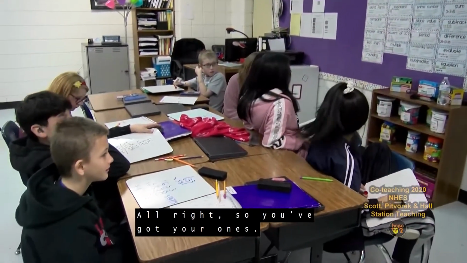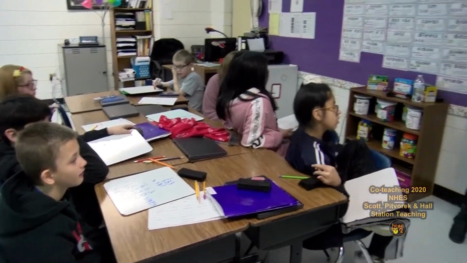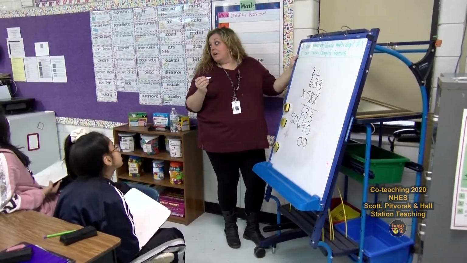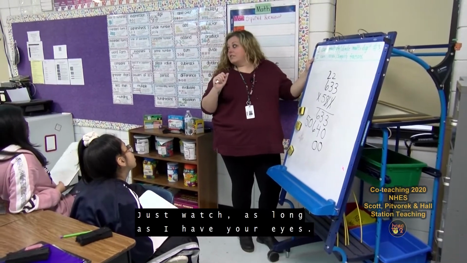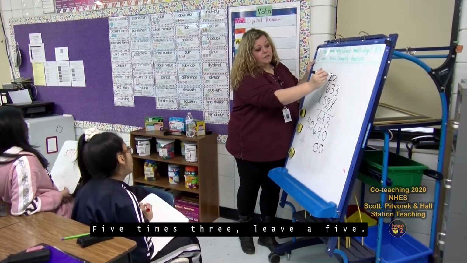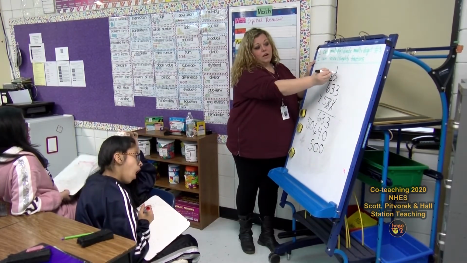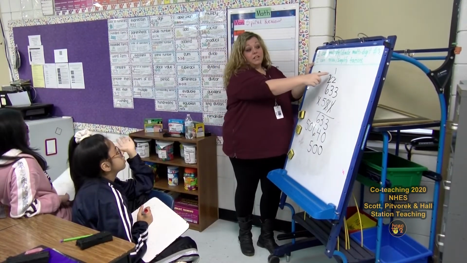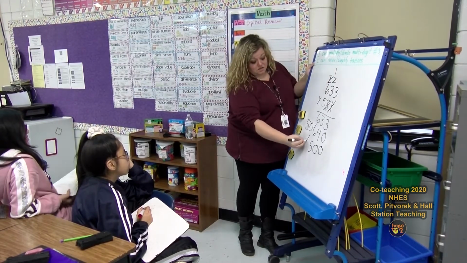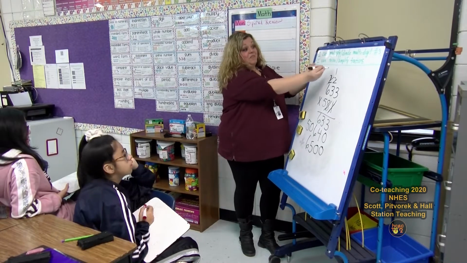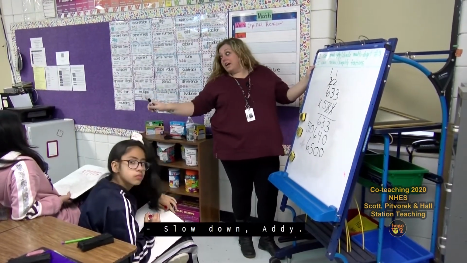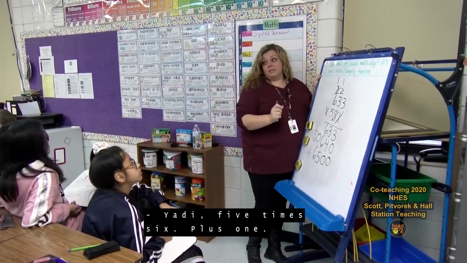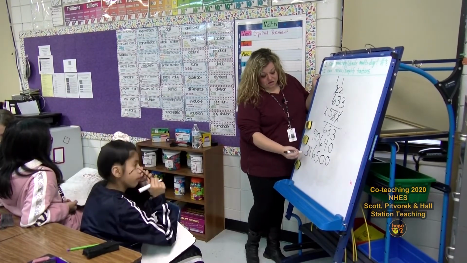Okay. All right, so you've got your 1s, you've got your 10s. So what do I do? Placeholders. 5 times 3. Are you with me, Caden? Just watch, as long as I have your eyes. 5 times 3. Leave a 5. Carry the 1. 5 times 3. 15 plus 1. Slow down, Addie. 5 times 6, plus 1. So there you go.